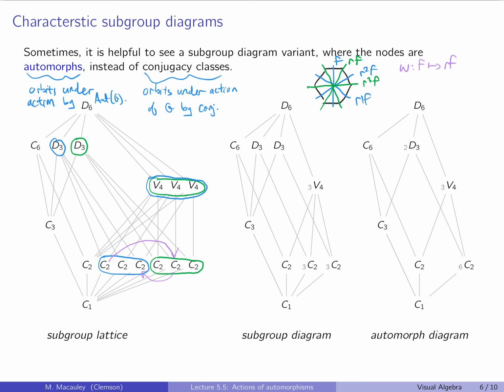Let me mention one more thing quickly before we move on. The nodes over here that do not have left subscripts are the fixed points under the action of conjugation. They are the normal subgroups. The nodes over here that do not have a left subscript are the fixed points under the action of the automorphism group. Those are the characteristic subgroups. So that's why I say this is a stronger condition than just normality.